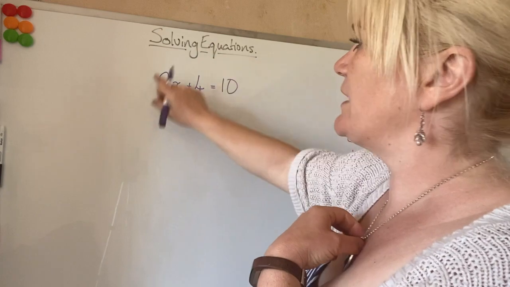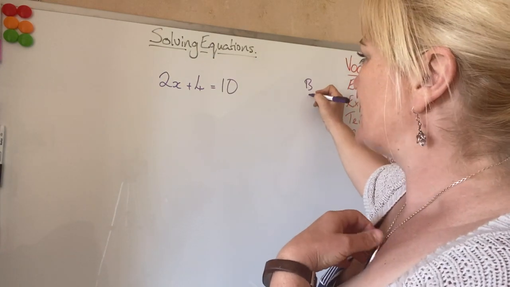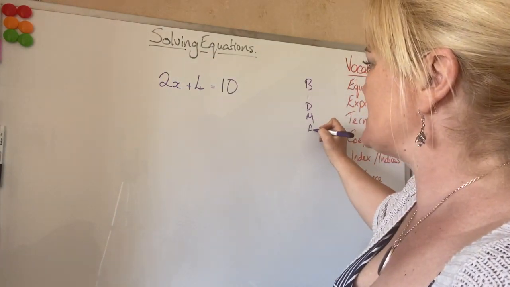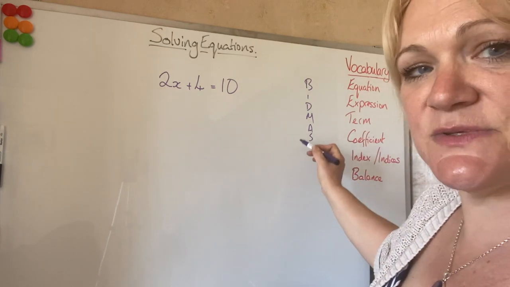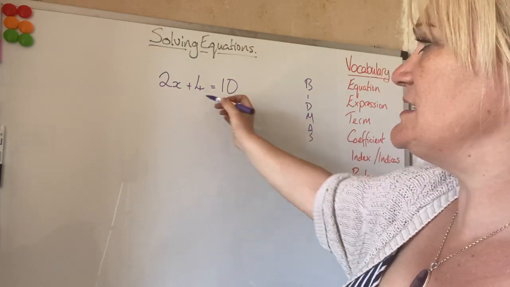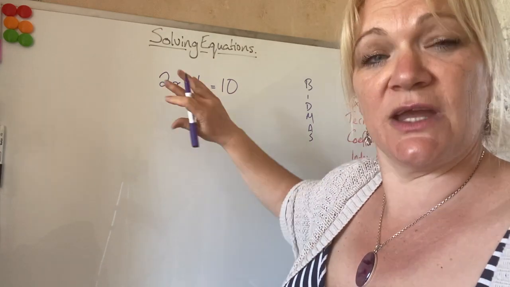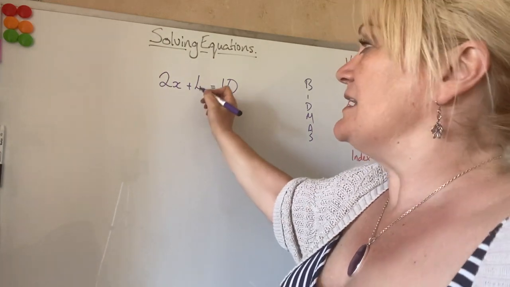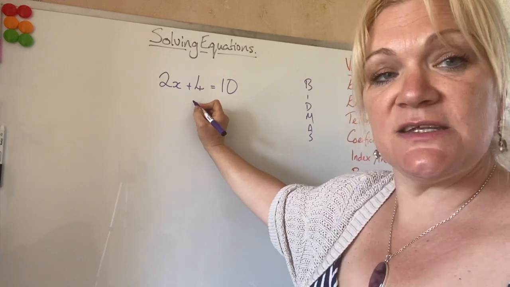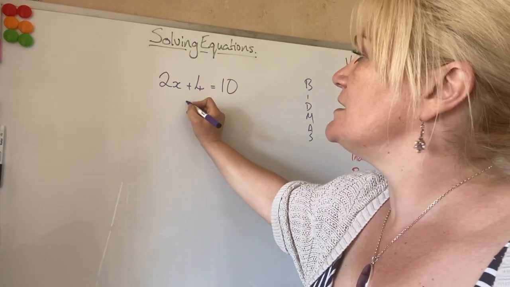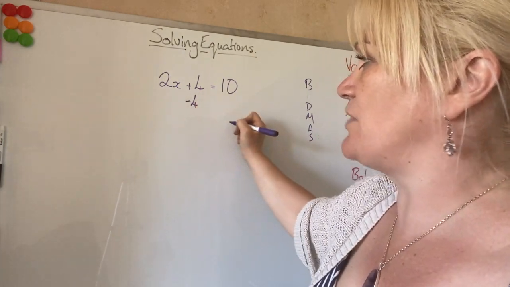So the first thing we're going to do, like I say, taking our BIDMAS backwards, we haven't got any subtraction, but we have got an addition. So we're going to do the opposite of that addition first. We're going to break off that plus 4. To get rid of plus 4 from this side of our equation, we are going to do the inverse. We're going to subtract 4.